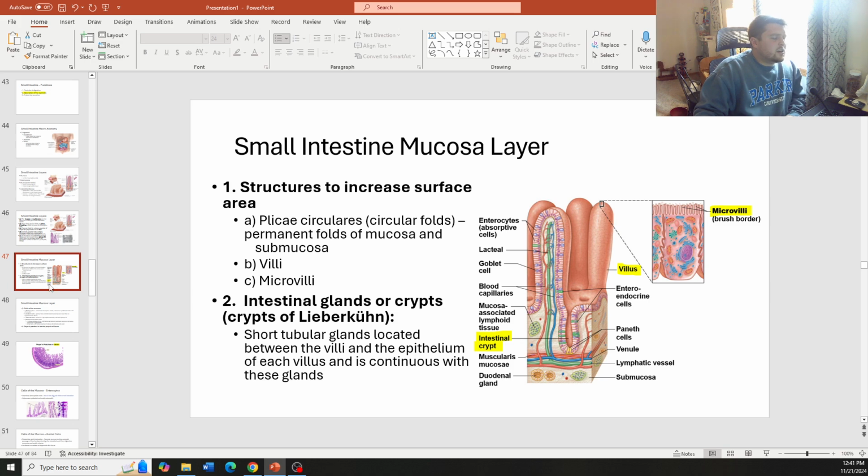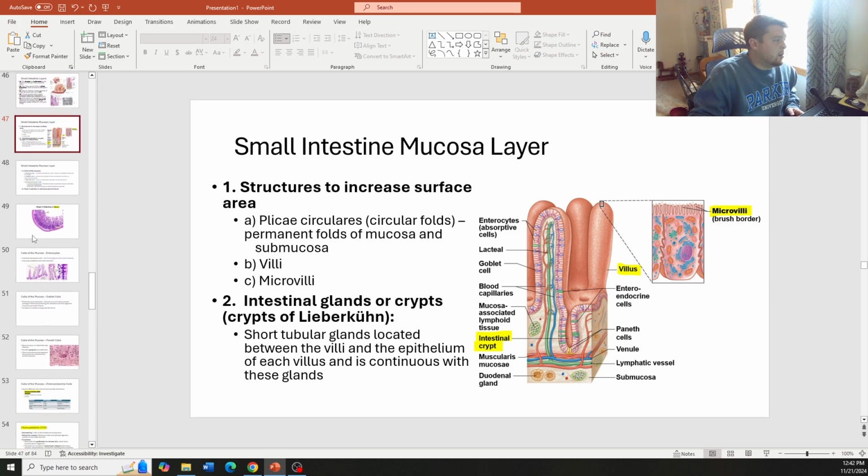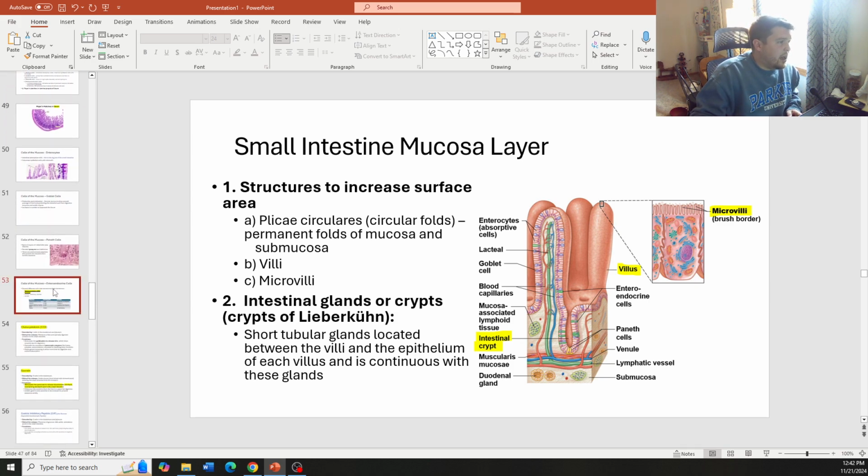Anyway, similar to when we talk about surface area, and we know we want to do absorption. In order to absorb things effectively, we need a lot more surface area. So these structures are going to allow us to increase our surface area in order to get the maximum out of absorption that we need.